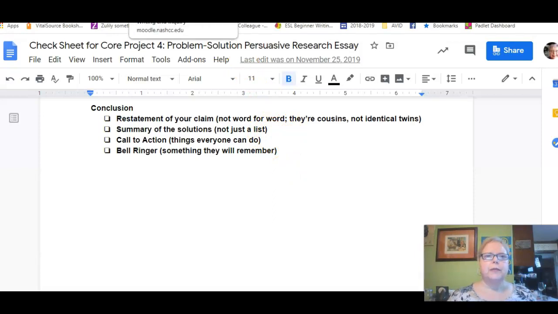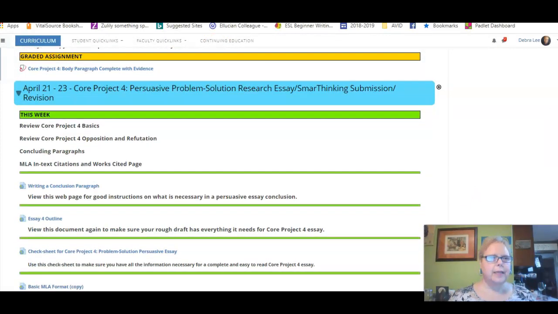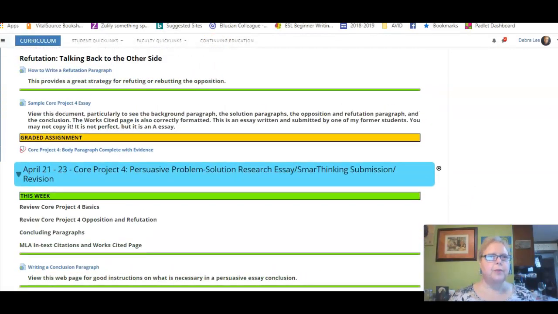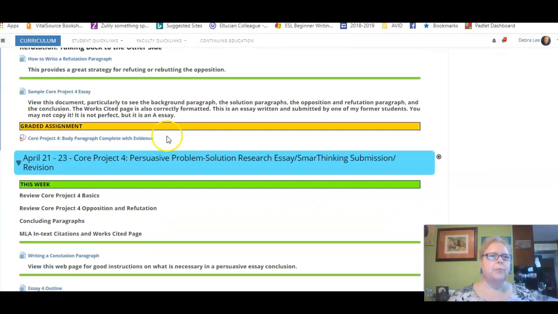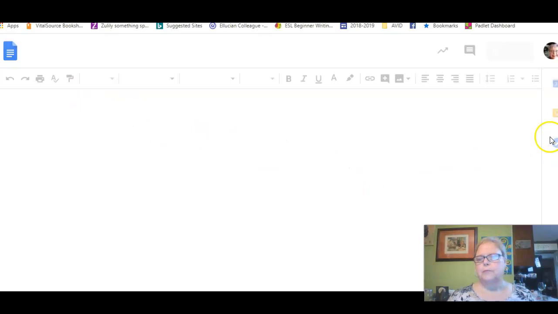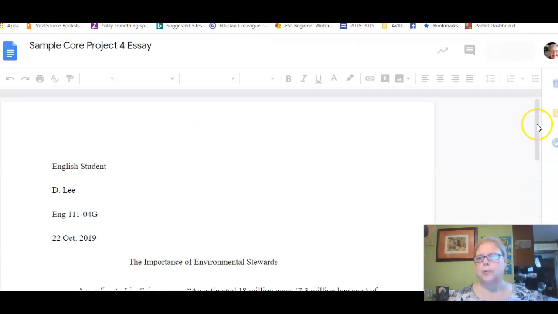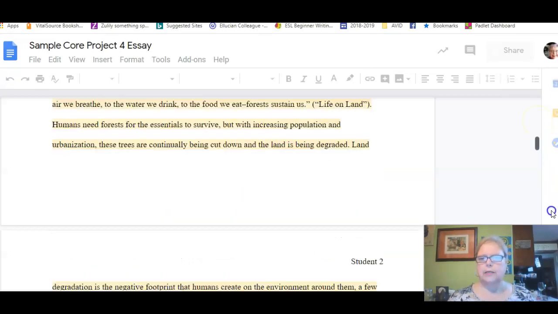Remember last week, I gave you the example, the sample that one of my former students had written. And here it is, the sample core project 4 essay. And let's just take a look and see what he did for his conclusion. And as I said, his was not a perfect essay, but it was an A essay, and I wanted you to have something that you could look at to see what an A essay looks like, how it was put together.